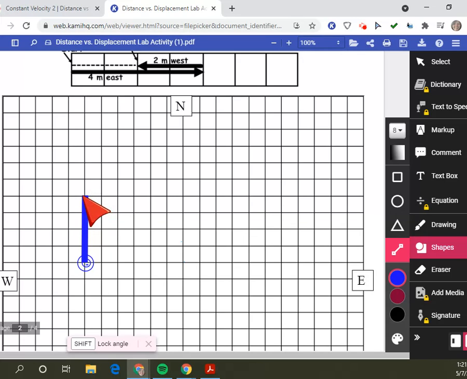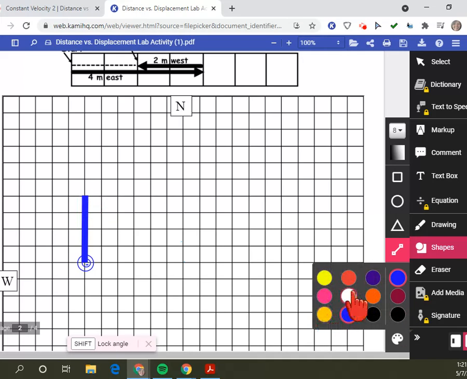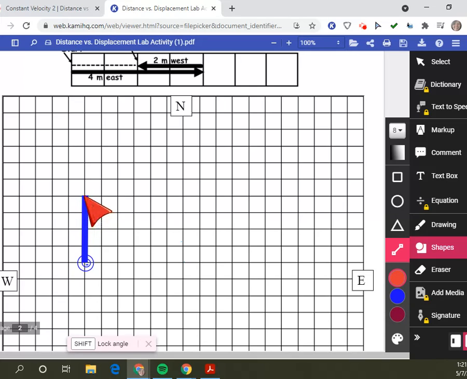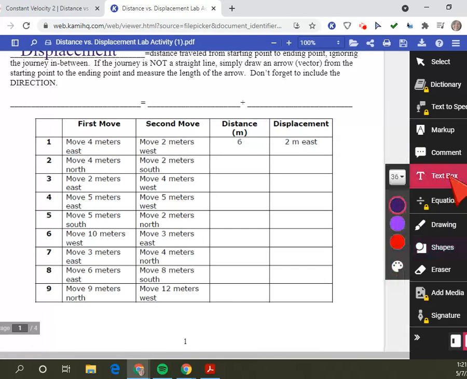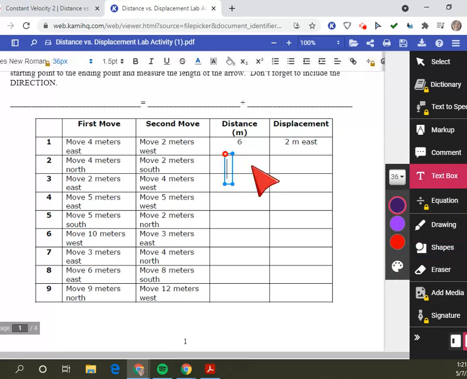And then it says to move 2 meters south. So I'm going to change color so you can kind of see where we're at. If I start right here and I go 2 meters south, okay, so if I've walked up and down the sidewalk, what is my distance? How far did I walk total? 1, 2, 3, 4, 5, 6. So if I come back up here, my distance is 6 meters.